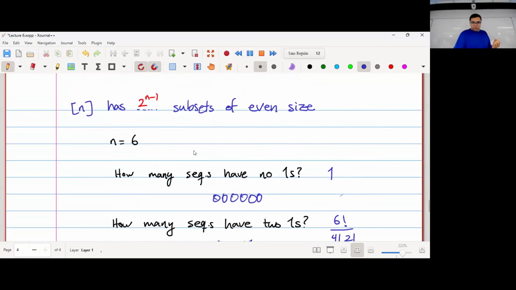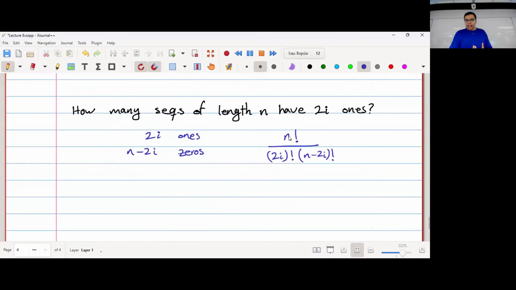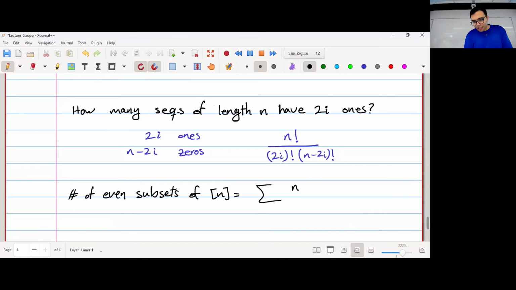But what was my original problem? My original problem was, what is the number of sequences of length n that have an even number of ones? So I have to sum this up over all i, okay? So I can say that the number of even subsets of 1 to n is actually going to be the sum of n factorial over 2i factorial times n minus 2i factorial, where i goes from 0 to n over 2.